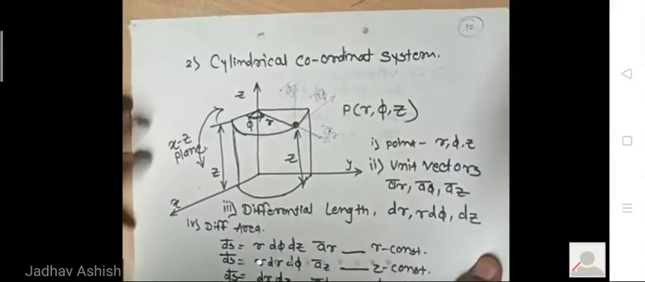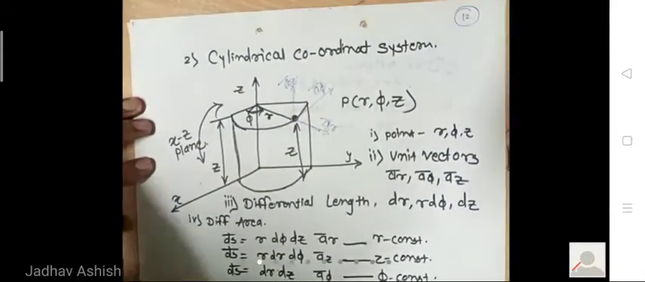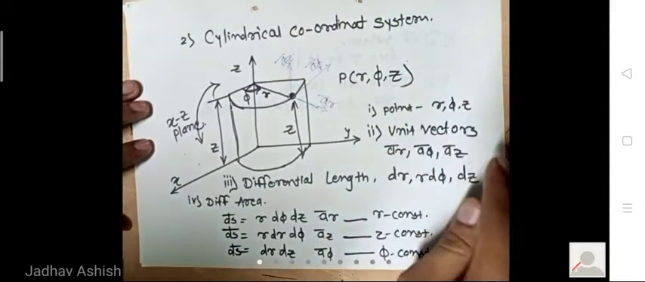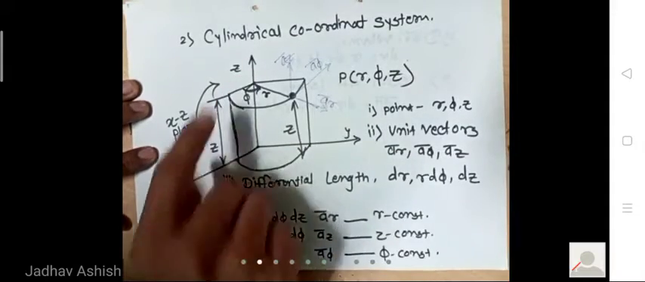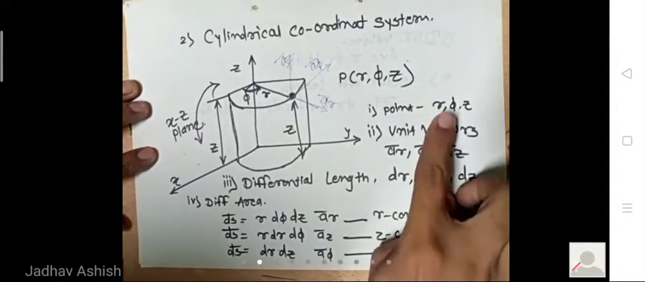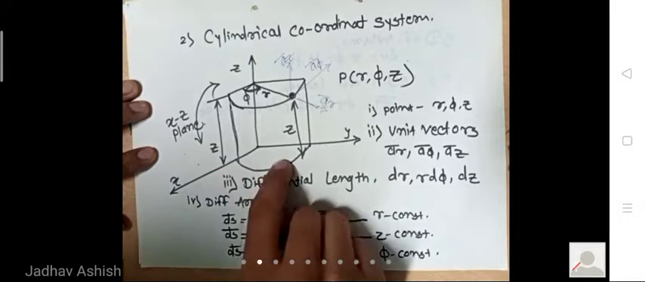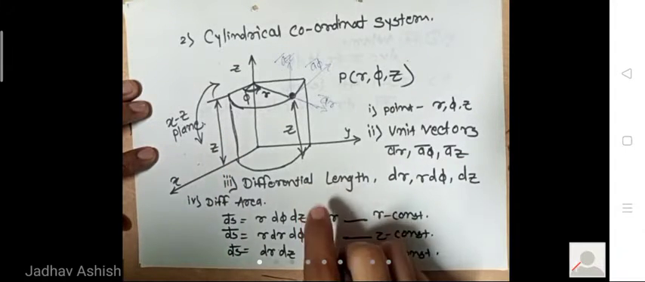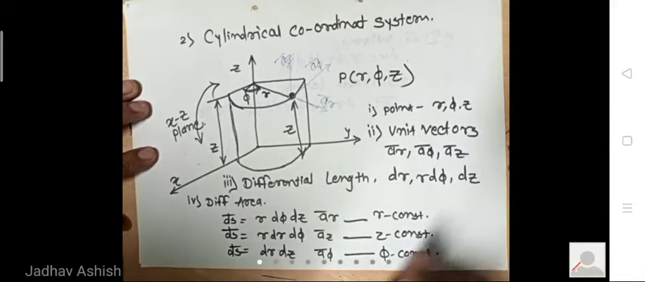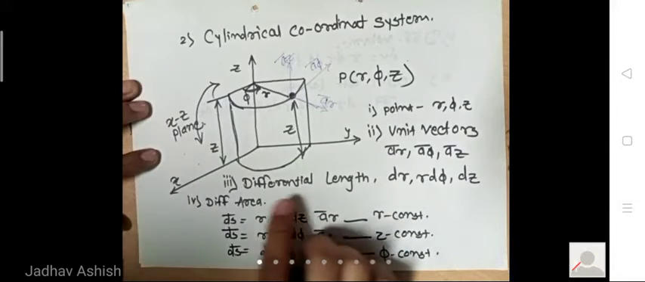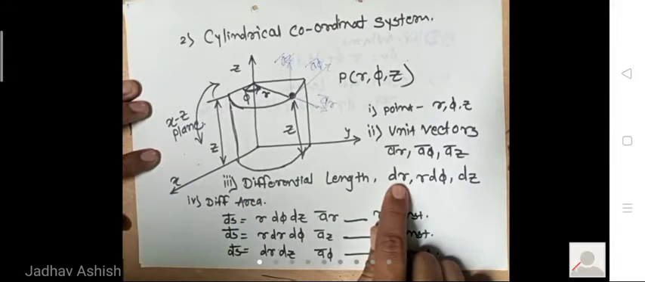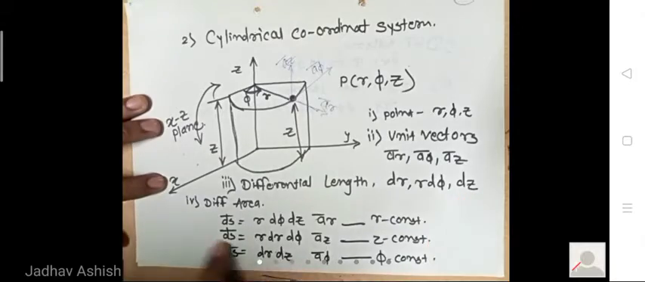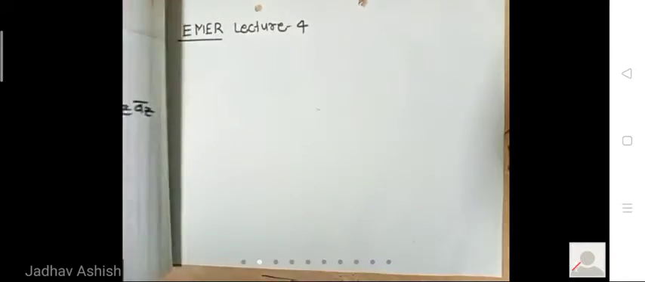Then we studied the cylindrical coordinate system. Here the point is prescribed by r, phi, z, where r is the radius measured from the z axis, phi is the angle measured from the x-axis or xz plane, and z is the height of the point from the xy plane. Similarly, we can write the differential lengths as dr, r d phi and dz. So you can obtain the differential areas, right?